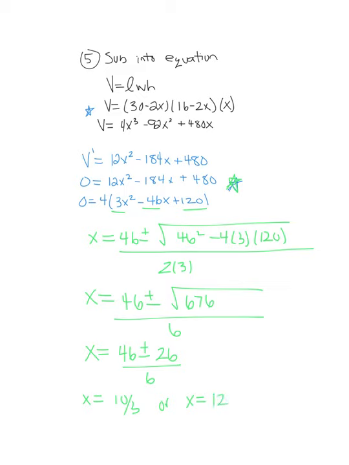Now, thinking about the restrictions that we had on the previous page, I know that this one will not work. X had to be bigger than 0 and smaller than 8. So obviously this one's not good, and so our answer is going to be 10 over 3.